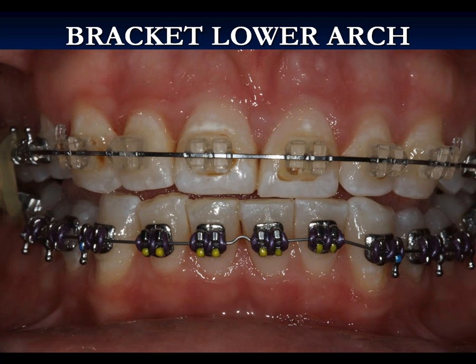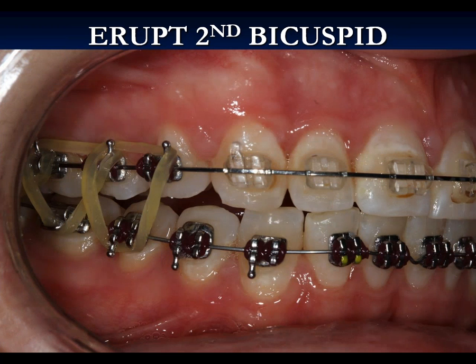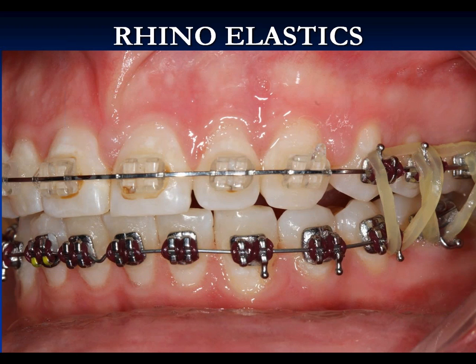There we go. Once the molars are touching, keep the elastics on the molars, put your brackets on, and bring up the bicuspids. So all we have to do now is start bringing up the bicuspids. So now we're bringing up the bicuspids. So I've got elastics going to the first molars, and I've got elastics going to the second bicuspids. And that's it. I mean, this is really simple.